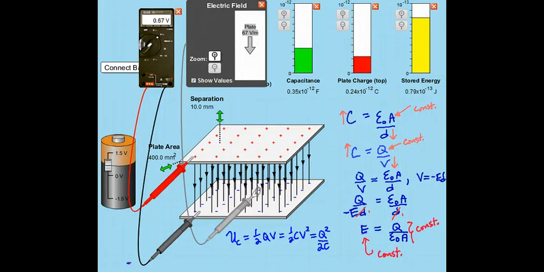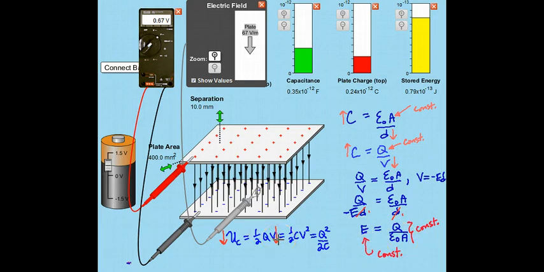And lastly, because the voltage decreases with a constant charge, that would cause a decrease in the amount of stored energy in the capacitor. So a decrease in the distance d will cause an increase in the capacitance, a decrease in the voltage. The electric field remains constant, but the stored energy will decrease.